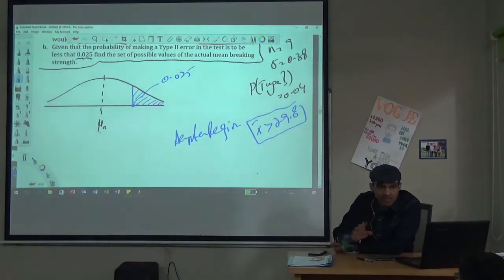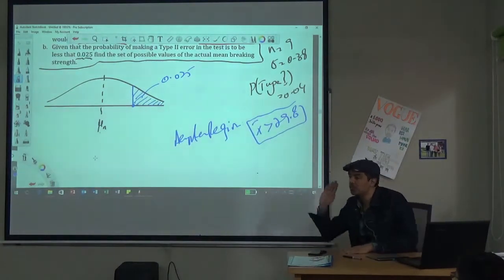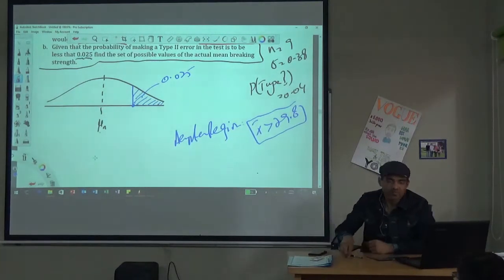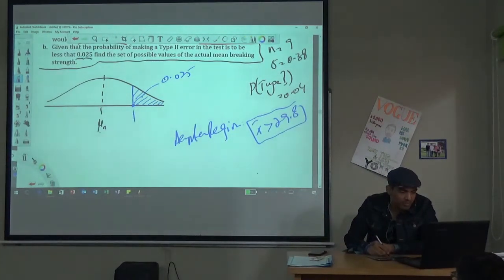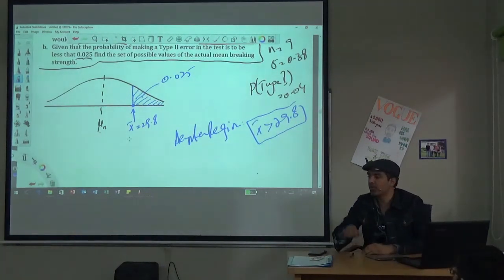First one is going to be a tail area. So would it be a left tail or a right tail? Was your acceptance region towards the left or towards the right? So it's a right tail area. This value over here is 29.8. So definitely your mean value is less than 29.8.